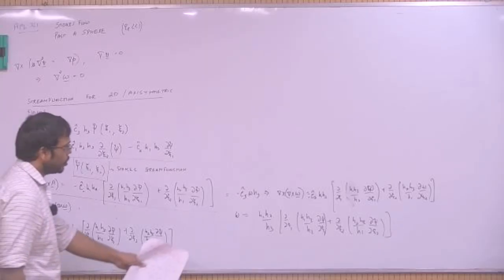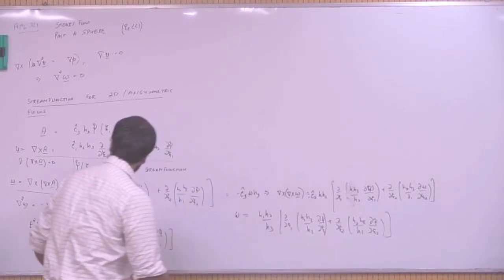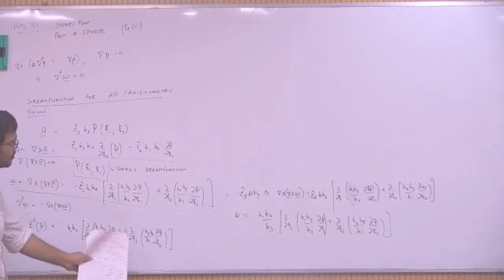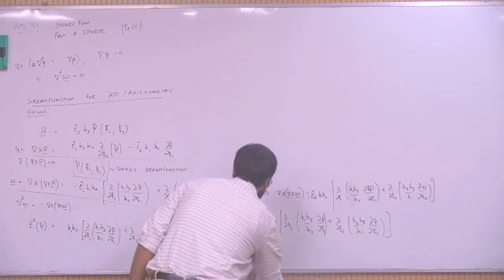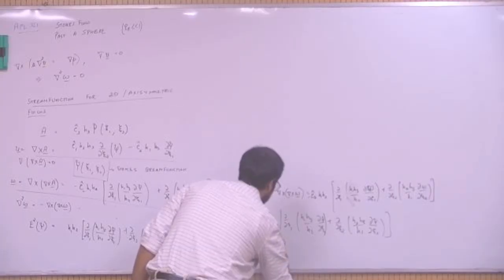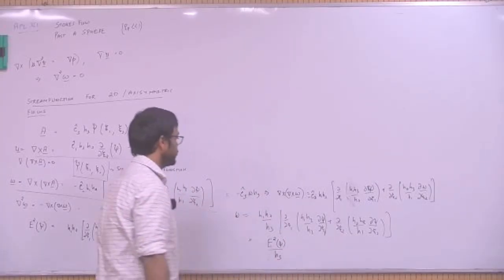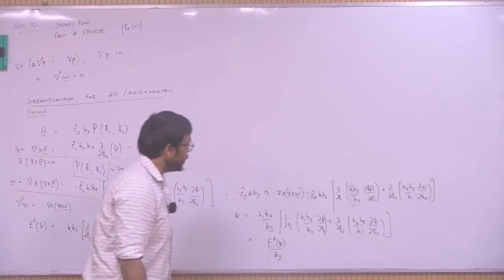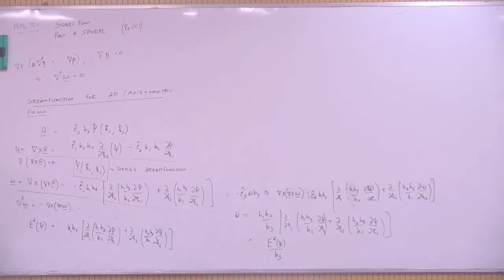Okay, so what is this? This is basically, by definition of this E2 operator, okay, ignore this minus sign, this is E2 of psi by H3. By definition of this E2 operator, this is E2 by E2 psi by H3.